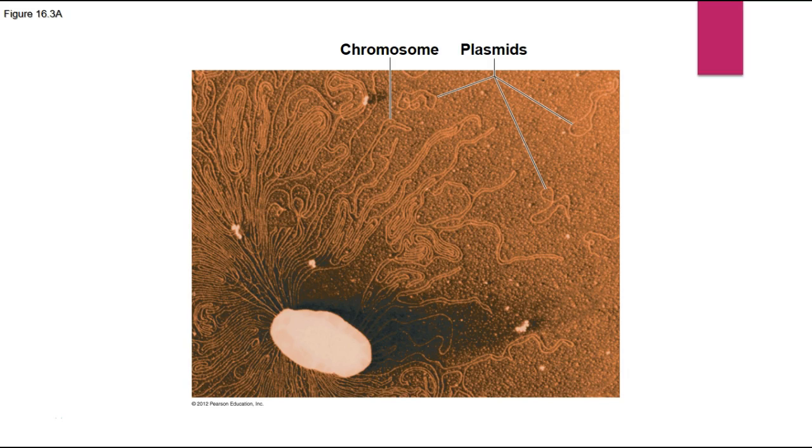Here we see the chromosome. This is a bacterial cell that has been disrupted and ejected its DNA. And so you see the chromosome is this large area of all these swirls here, and the plasmids are separate small pieces that you see there, separate from the main chromosome of the cell.